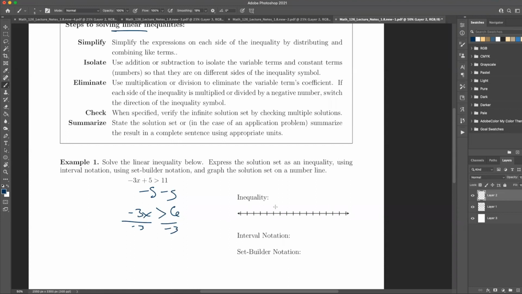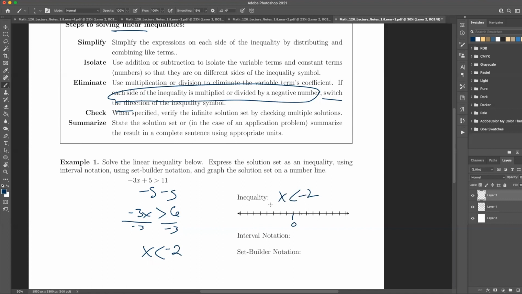And notice here, when you divide, if each side of the inequality is multiplied or divided by a negative number, you need to switch the direction. Since I divided by negative 3, I need to swap the direction of the inequality. So this is greater than, now it becomes less than. Then on my number line I'll put in a 0, go 1, 2, and this should be less than negative 2, because I'm dividing by negative 3. I forgot my negative.